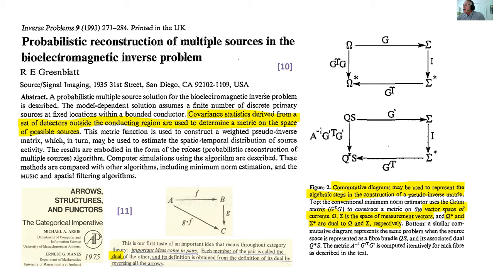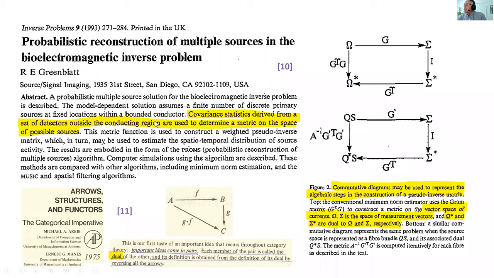Richard Greenblatt proposed the use of commutative diagrams in this 1993 paper as a way to think about the space of inverse solutions. A diagram commutes if two pathways of arrows with the same beginning and end are equal. So for example, here, these two arrows, F to G, commute with this arrow from A to C. Here we have G as a gain mapping from the space of source currents in the brain to electromagnetic measurements outside the head. A pseudo-inverse going the other way around makes use of so-called dual spaces, here with asterisk, and the transpose of the gain matrix.